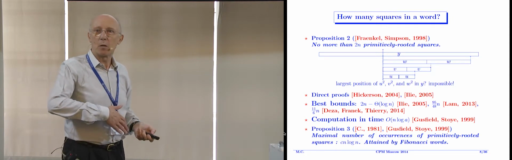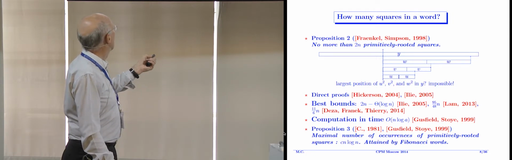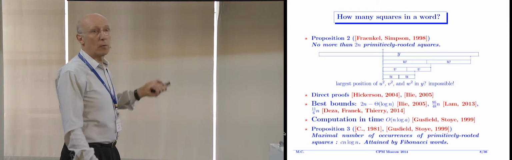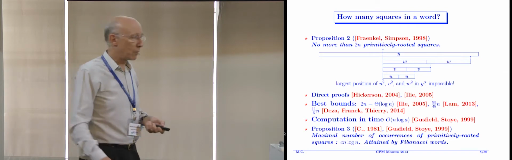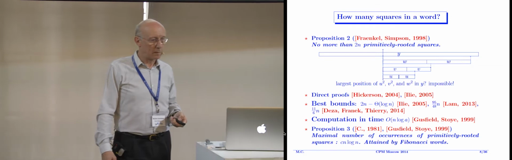Now if you look at the number of occurrences of squares that you have in a string, it is known that it can be of the order of n log n, especially if you take a very specific string like the Fibonacci string.